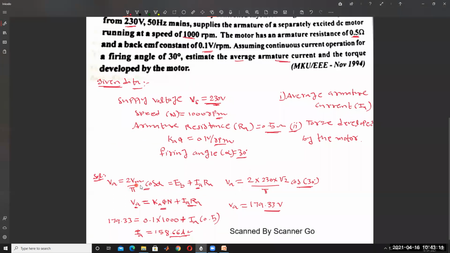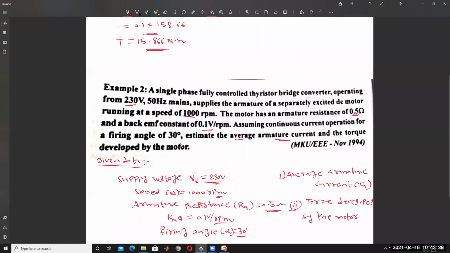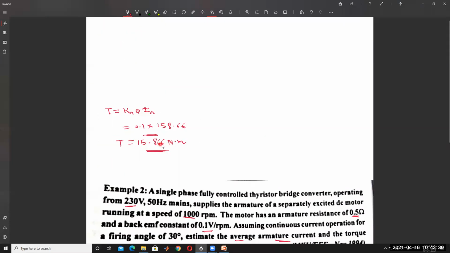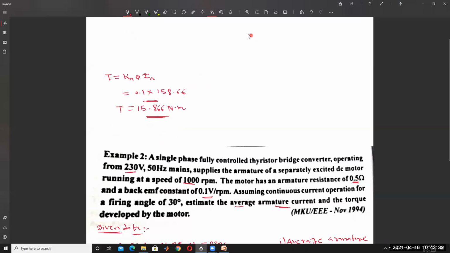VA is equal to 2Vm by pi into cos alpha. You know this relation. EB is equal to K into phi into N. Only three formulas, remember them, and you will get the total solution of this problem. So the average armature current is 158.66 amps, and the torque is 15.866 Newton meters.